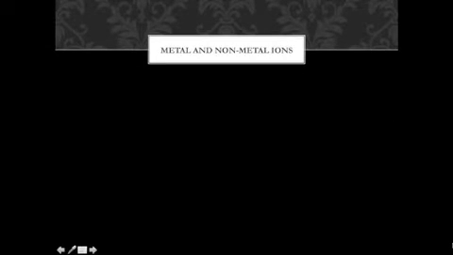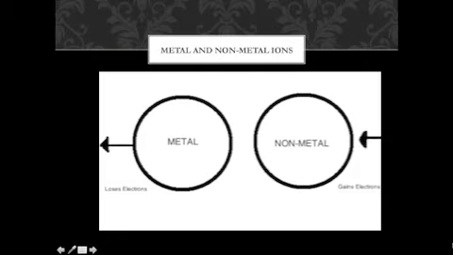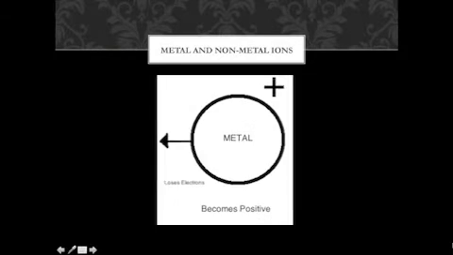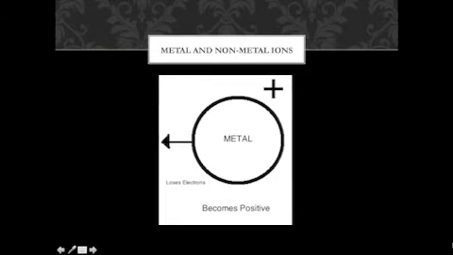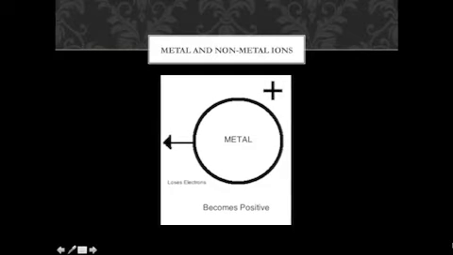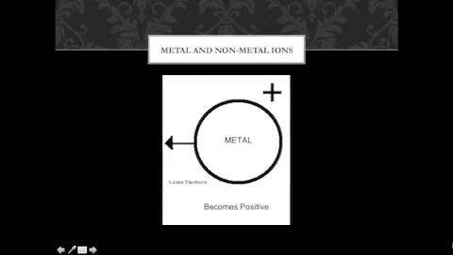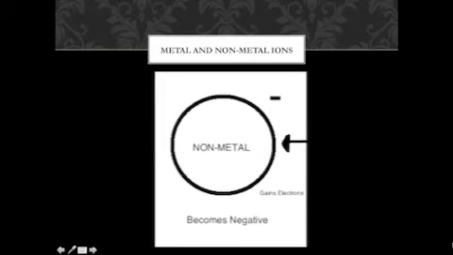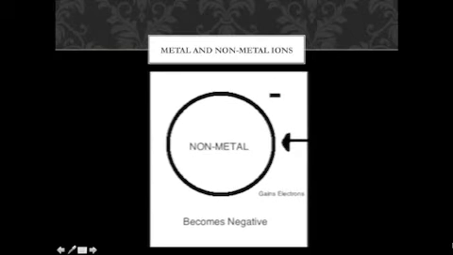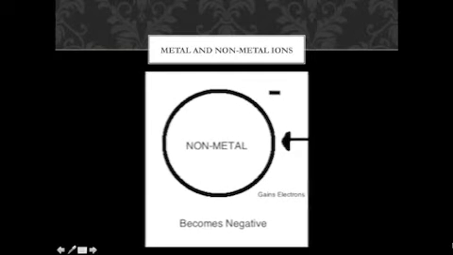Metal and nonmetal ions. Metal atoms and nonmetal atoms go in opposite directions when they ionize. Metal atoms lose the electron, or electrons, in their highest energy level and become positively charged ions. Nonmetal atoms gain an electron, or electrons, from another atom to become negatively charged ions.